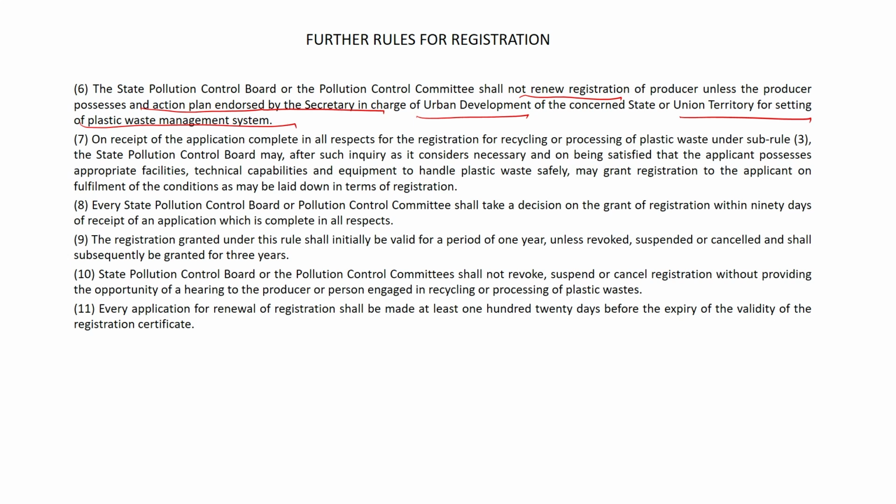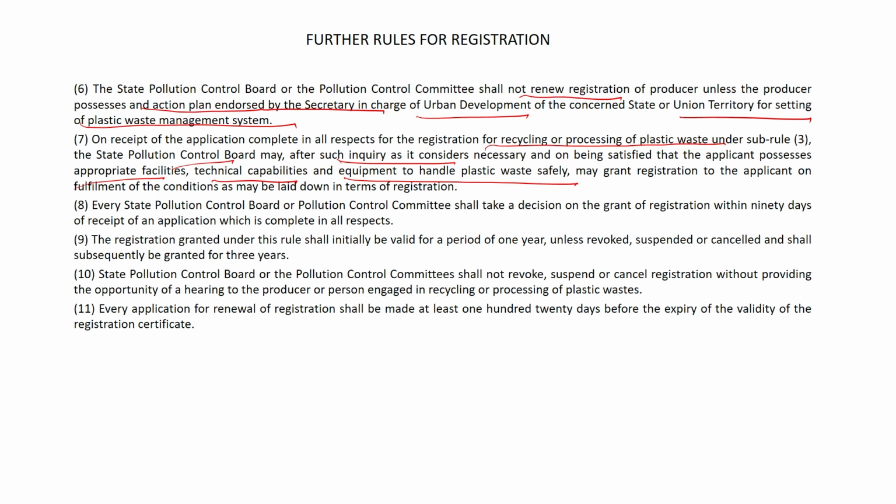On receipt of an application complete in all respects for the registration for recycling or processing of plastic waste under sub-rule 3, the board shall, after making an inquiry it considers necessary, and if satisfied that the person possesses appropriate facilities, technical capability and equipment to handle that waste, grant registration to the applicant on the fulfillment of those conditions.